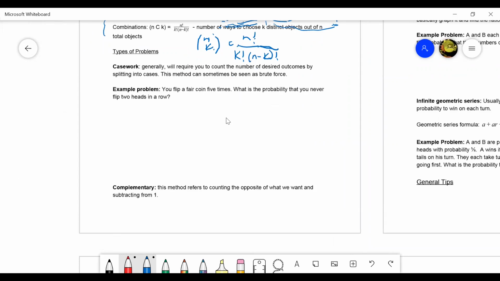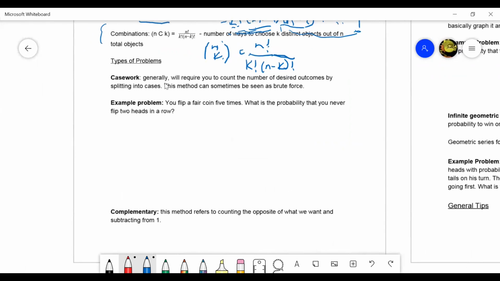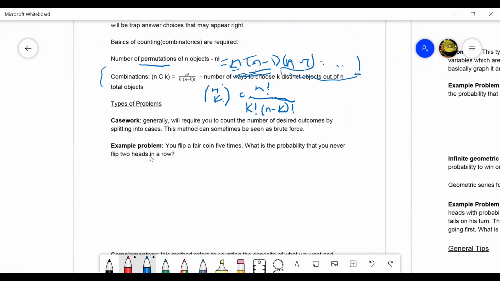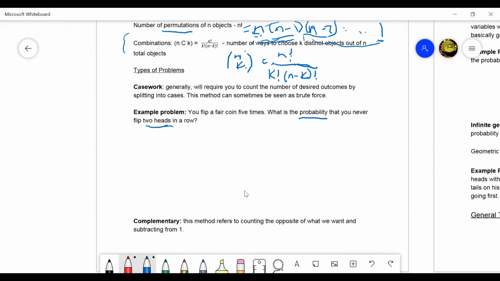So you can use casework for this. And when you're using casework, you have to first decide what you're going to do cases on. And I guess for this one, I'm just going to do cases on the number of heads you flip, because this is talking about the probability that you never flip 2 heads in a row. So it's going to be a lot easier when you know how many total heads you flipped.